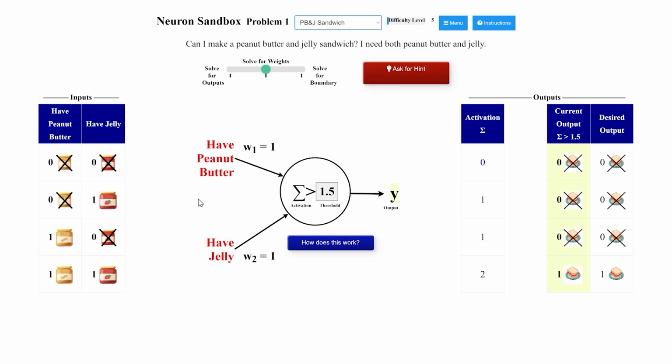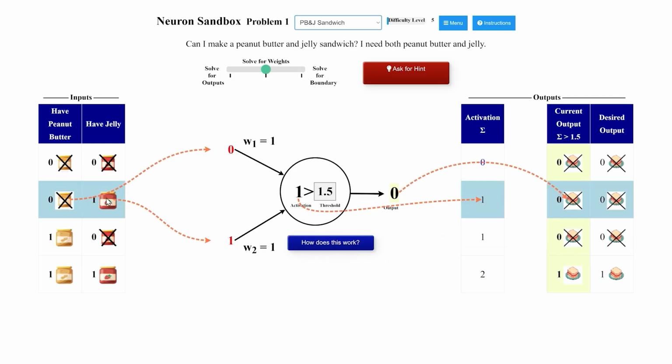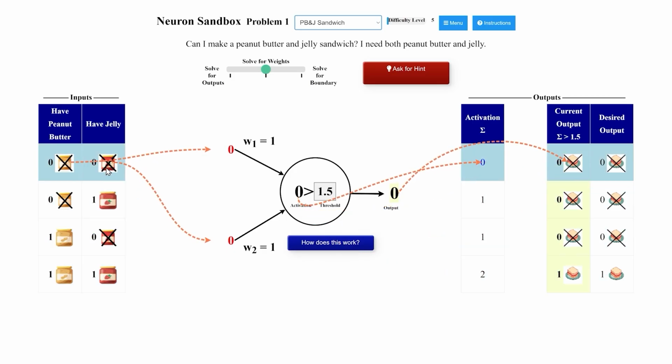Our example problem is simple. Can we make a PB&J sandwich? It's a basic AND function. The output is 1, meaning yes, only if we have both peanut butter and jelly. If either is missing, the output is 0, meaning no. Let's see this first in the sandbox and then later with the plush neuron.